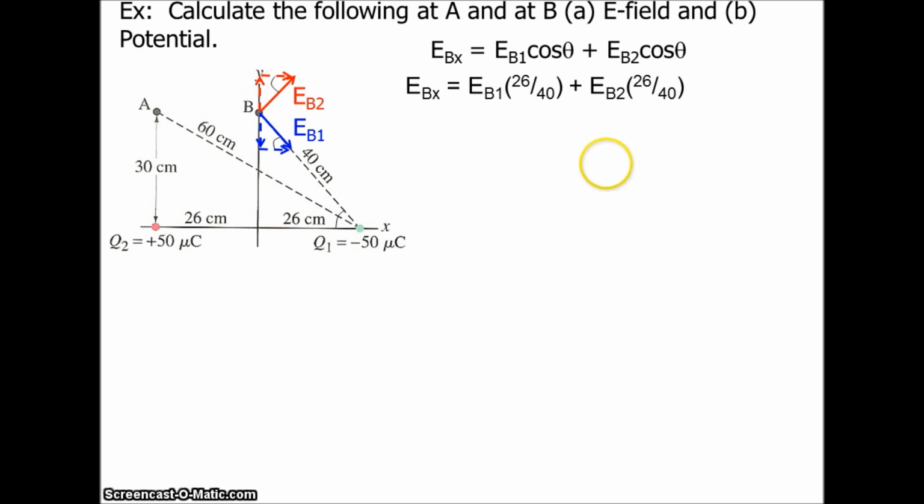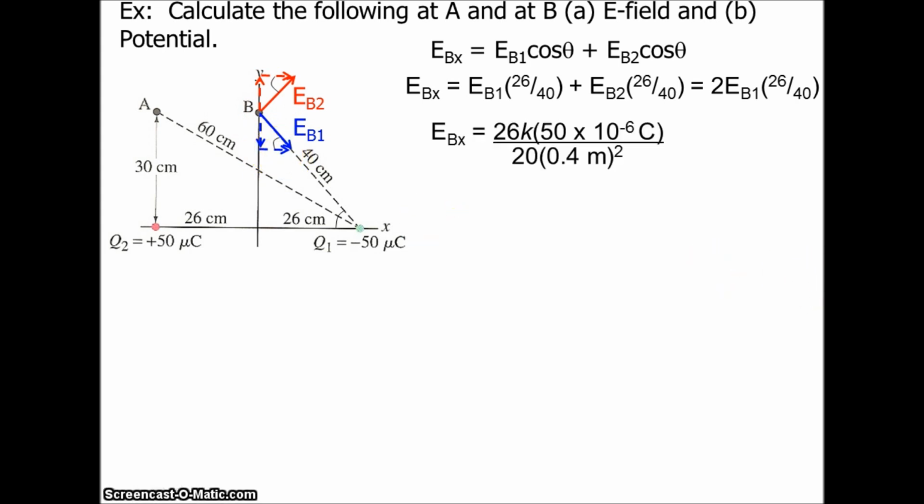These two, EB1 and EB2, they're the same length. And the reason I know that is because they both have the absolute same magnitude of 50 microcoulombs, and they're the same distance away. So that would be the same as just having one of the E fields and multiplying by 2. So let's say 2 times the x component of this field. And 2 over 40 would reduce to 1 over 20, so I have 26 over 20 times kQ over the distance away squared. And so the x component is given by that.